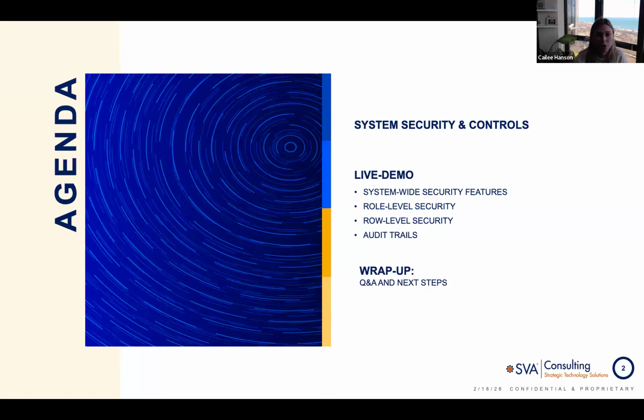Then we'll get into row level security, not to be confused with role level. We'll highlight some of the differences there, but that's a concept in Acumatica called restriction groups, the ability to restrict even further beyond the role level or user level security. And lastly, we'll take a look at the audit trails, the audit functionality, how we'd configure that, turn that on, and what the results would look like as well.